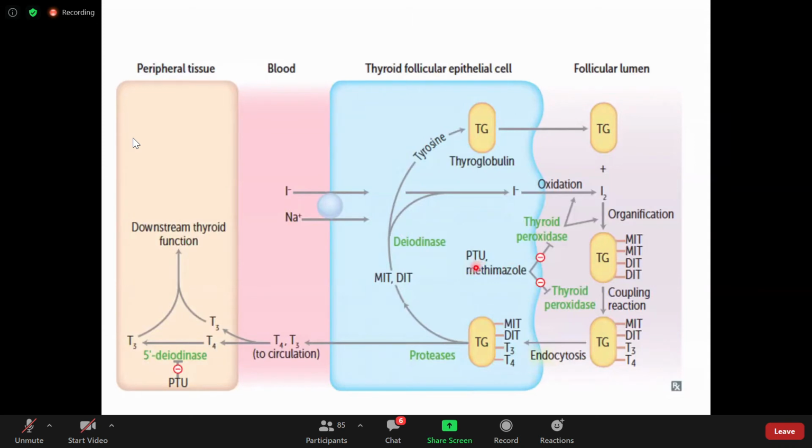The other thing is that propylthiouracil can also inhibit this enzyme, which is the 5' deiodinase. So it will also stop the conversion of T4 to T3 in the target cells. That's why it is a very effective drug which can be used for treating hyperthyroidism. If you have an excessive amount of the thyroid hormone, this can be stopped by this drug, propylthiouracil. Okay, let's move forward.